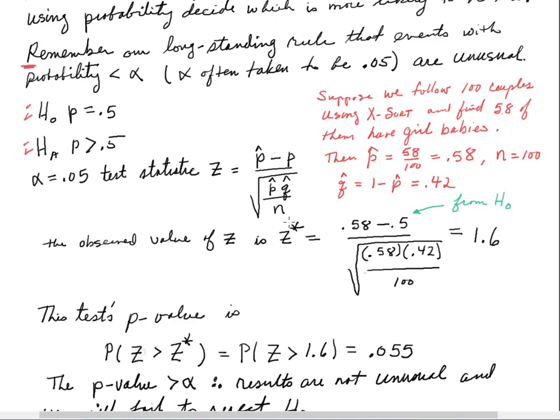I don't know when I started doing this, but it was a long time ago, I started putting a little star on the observed value of z. So z star in this case, just fill in here with the values that we got from our sample, would be 0.58 minus 0.5. This value comes from the null hypothesis. 0.58 minus 0.5 over, and this would be the standard deviation of p hat. 0.58, 0.42, 100, take the square root, that's 1.6. So that's the observed value of z.